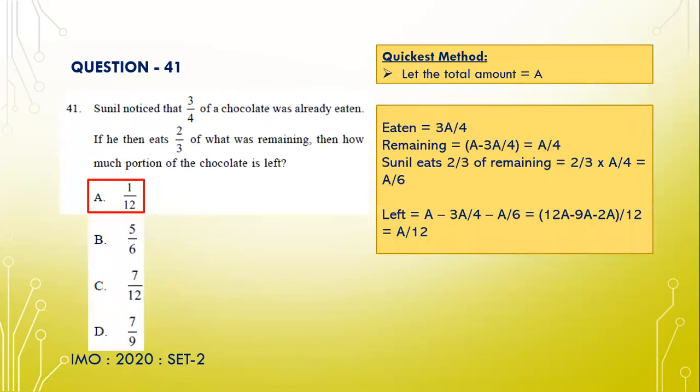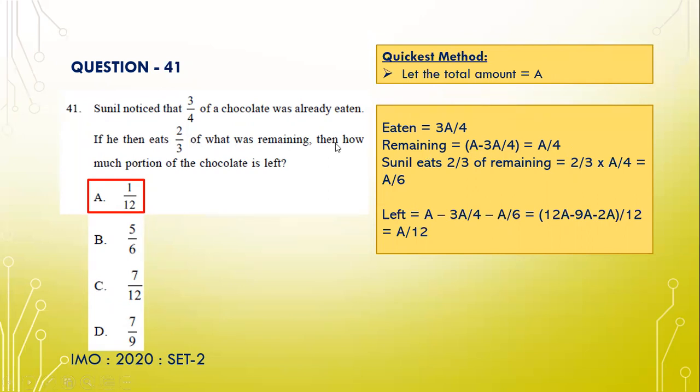Sunil noticed that 3/4 of a chocolate was already eaten. If he eats 2/3 of what was remaining, then how much portion of the chocolate is left? Okay, so let the amount of chocolate be A. 3/4 of the chocolate was eaten, so 3A upon 4. How much is remaining? A minus 3A upon 4 is A upon 4, isn't it?